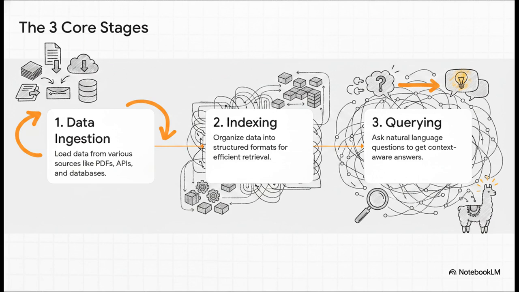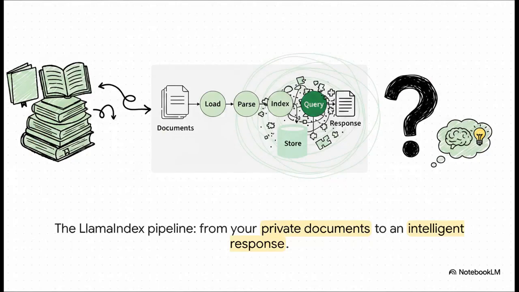Then comes the really critical step, indexing. This is where it organizes all that data into a smart, structured format the AI can actually use. And finally, you get to the fun part, querying. This is where you can ask questions in plain English and get back intelligent answers that are based on your documents. And this diagram just lays it all out perfectly.